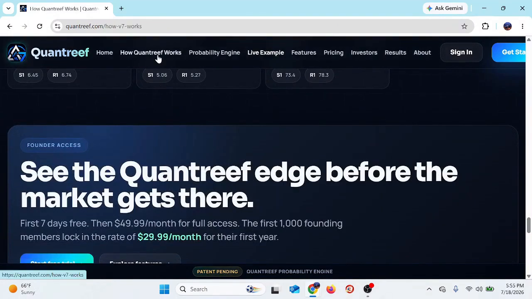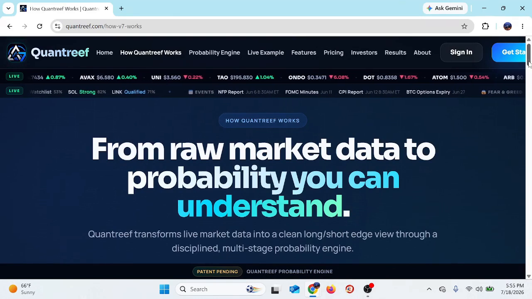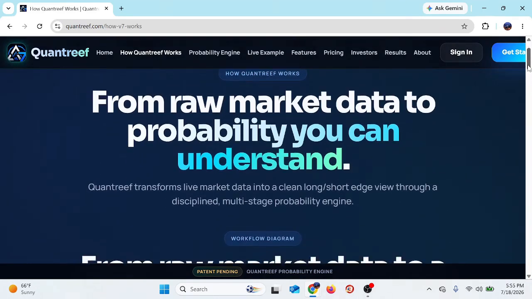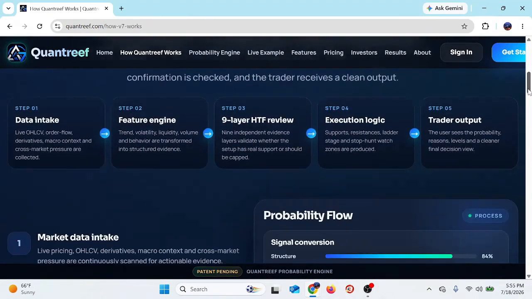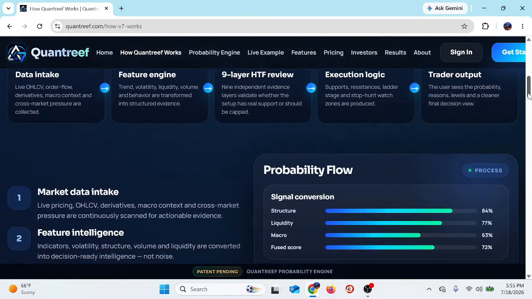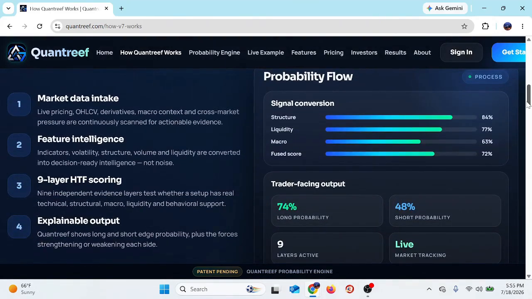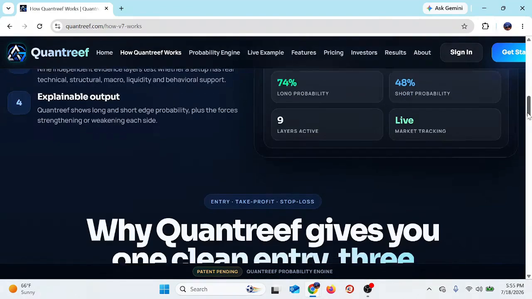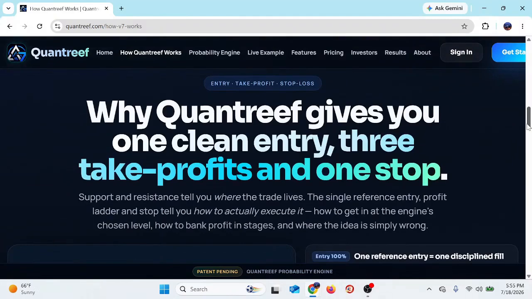Each layer provides another piece of evidence for the trade. When those pieces of evidence begin to agree with each other, the probability of the setup becomes stronger. Rather than overwhelming you with dozens of charts and indicators, Quantreef organizes the information into a clear probability score that's easier to understand and act on. It's one probability to rule them all.